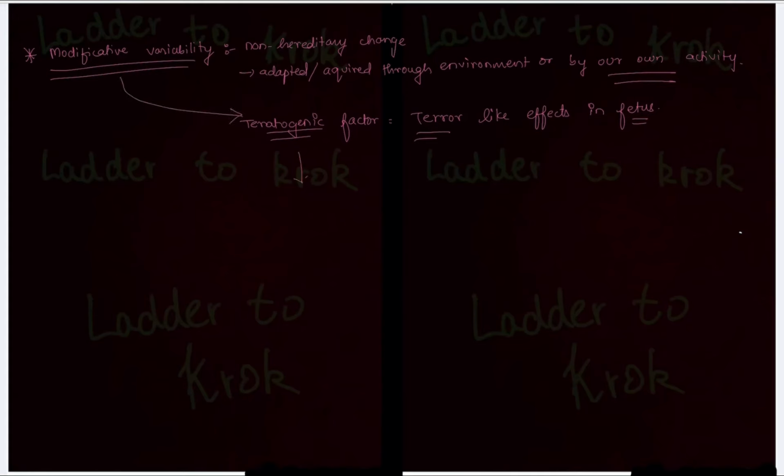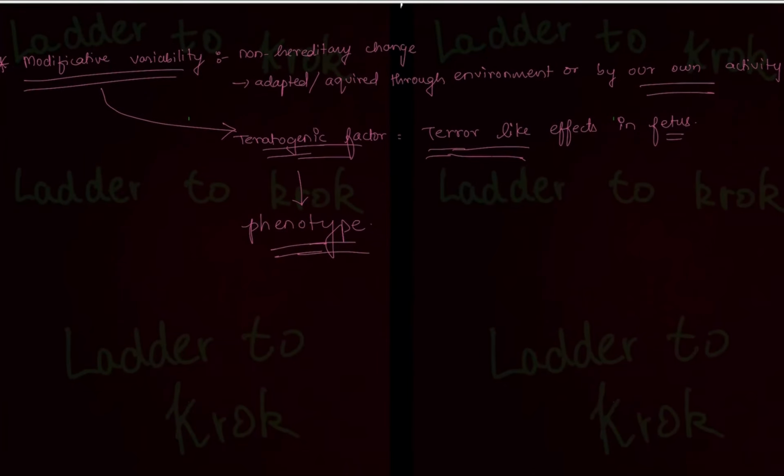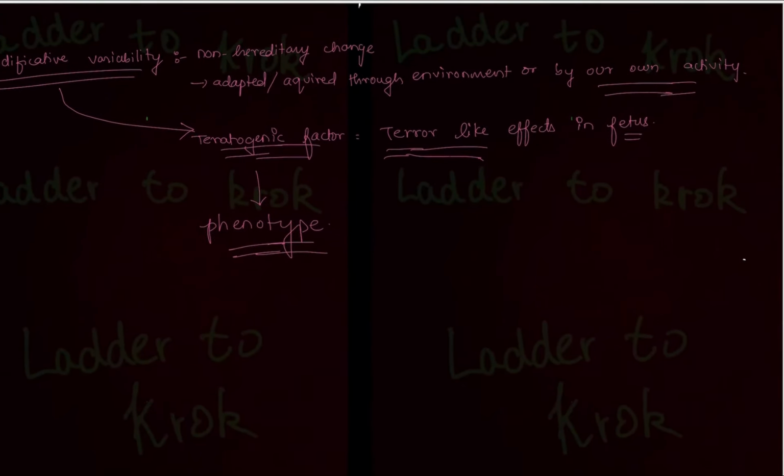Now this teratogenic factor is a terror-like factor which can be seen, so it is related to phenotype. All these three things are interlinked: this teratogenic factor, this modificative variability, and phenotype. Phenotype is nothing but your physical appearance, I told. So if such a fetus takes birth and becomes a baby, we can see those terror-like effects. So we say its phenotype is such and such. And this teratogenic factor was caused by the woman's own activity of taking antibiotics without a doctor's prescription.